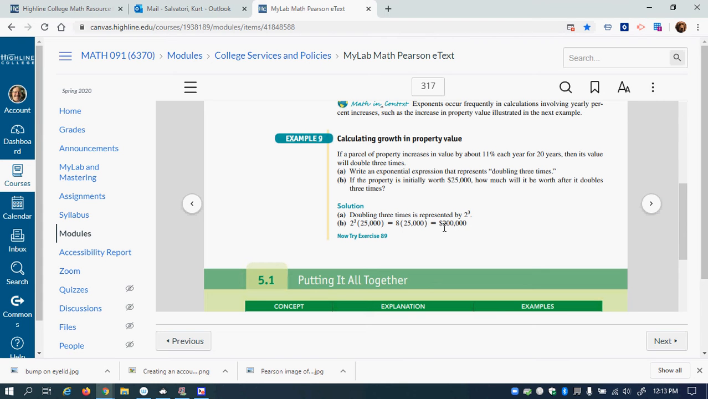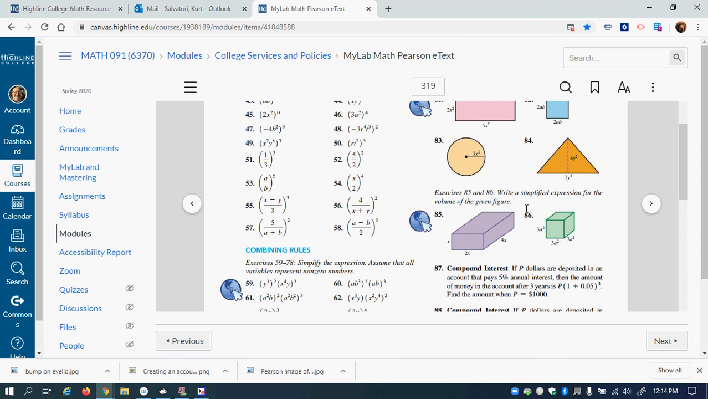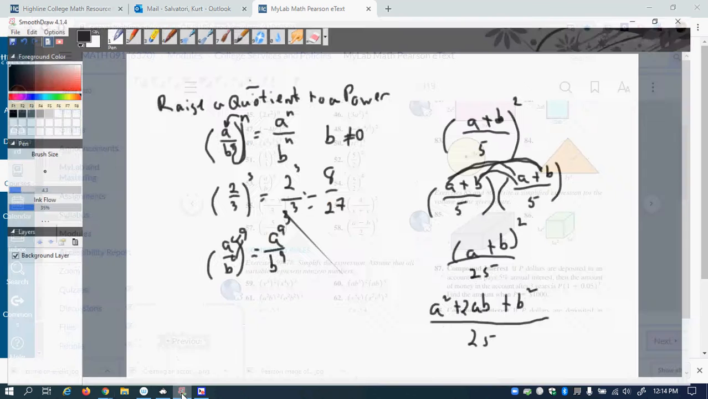So let's take a look at another problem, kind of similar. Let's look at 85 on page 319. We can look at some of these types of problems here. This one is probably 85. It's a really nice one. It's showing you the volume of a box, and they want to know what expression you would write to create the volume of this box. Let's go ahead and take a look at how you would do that.